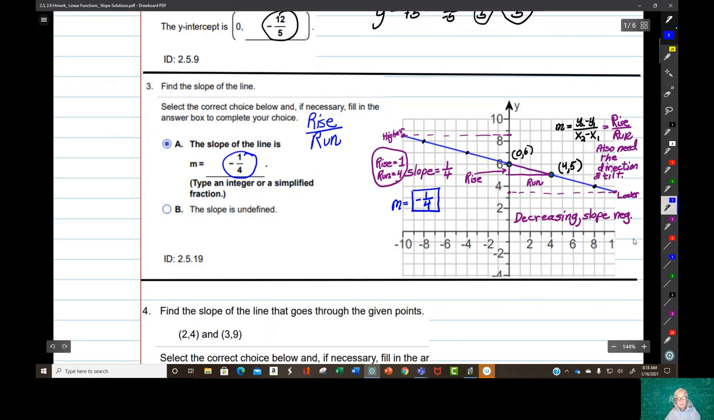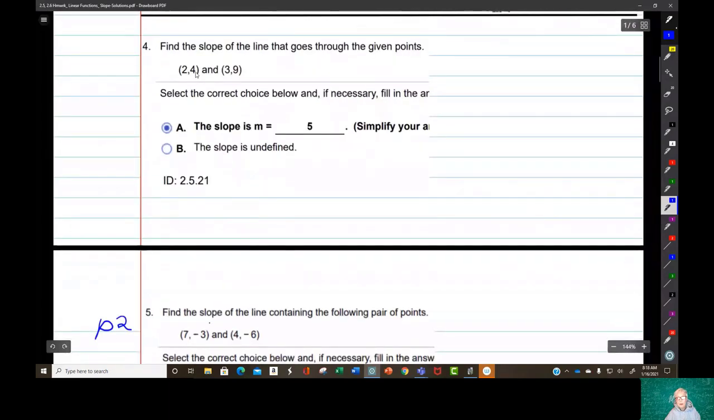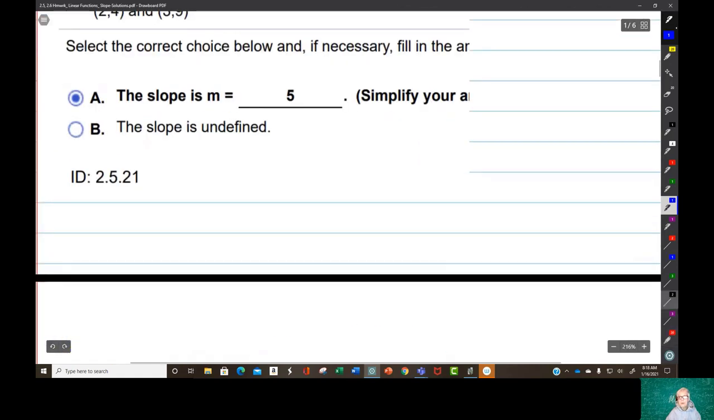Now, on the other hand, you could graph that and then make a triangle if you want, but we're going to use the slope formula because that is what this problem is made for. So we're going to be using m equals y2 minus y1 over x2 minus x1.